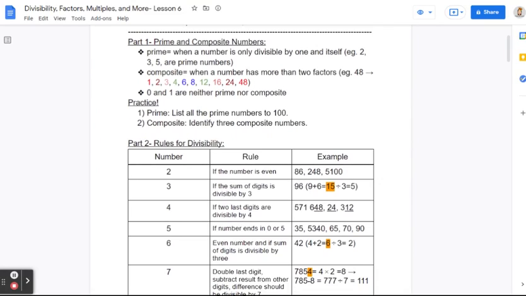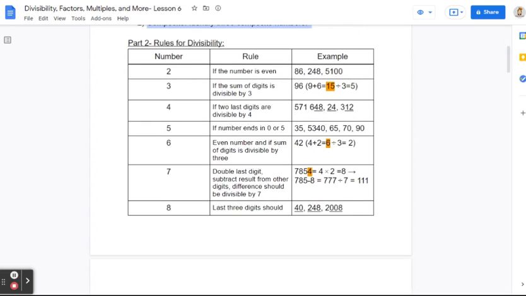So I have 2 practice questions for you. First, list all the prime numbers to 100, so that's practicing prime. And composite is identify 3 composite numbers. Make sure that they're not 48 because we already gave that, and choose 3 other numbers. And I'll also put the answers in the description box.